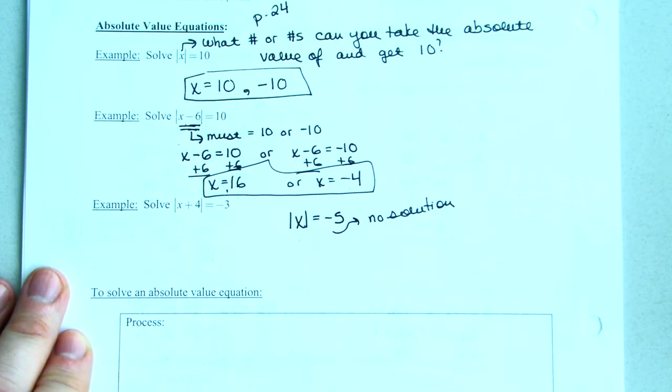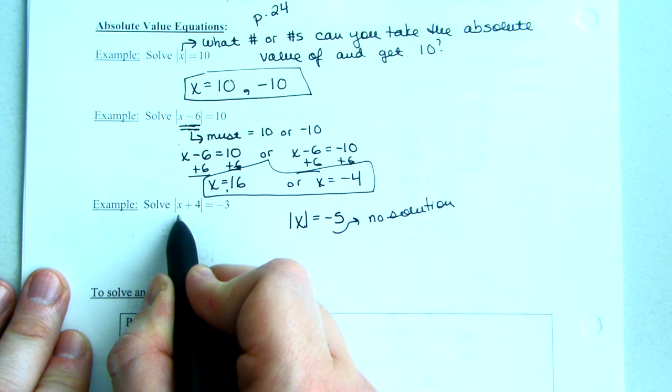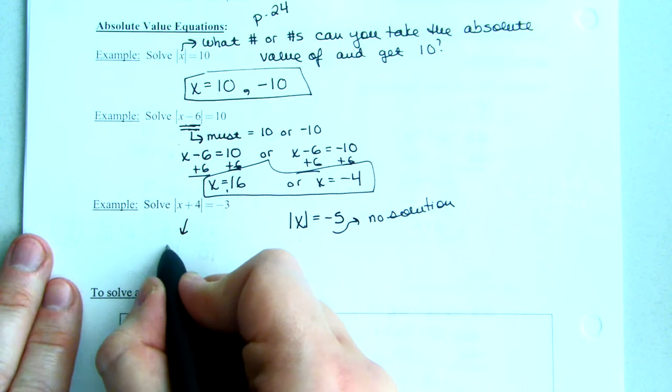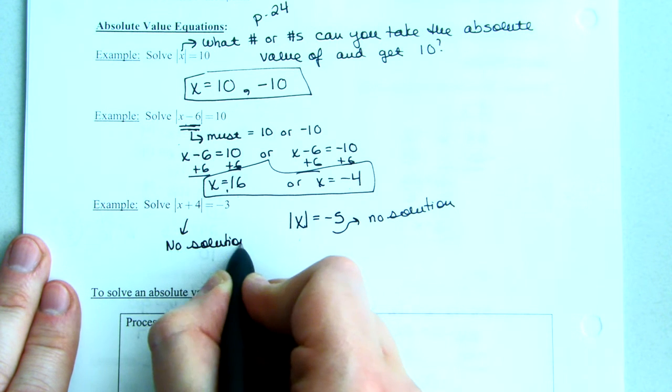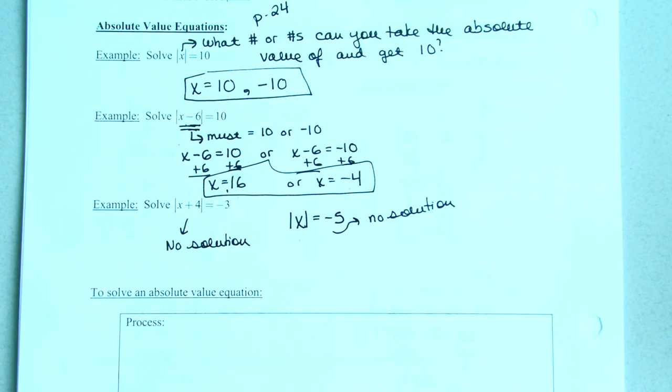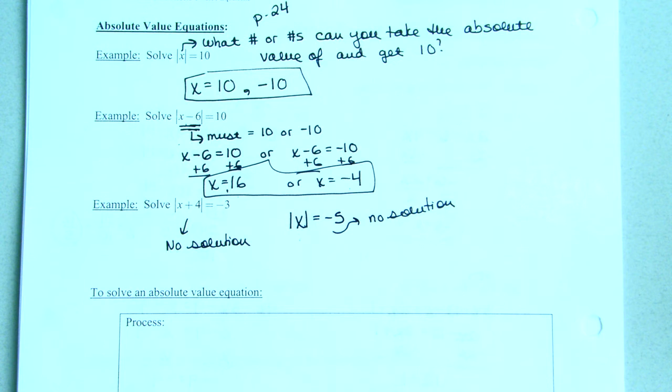For the same reason, an equation like this, absolute value of x plus 4 equals negative 3, what can you take the absolute value of and get negative 3? Nothing. There is no solution. To be able to solve an absolute value equation, you have to have an equation in the form, the absolute value bars of something equals some positive number.